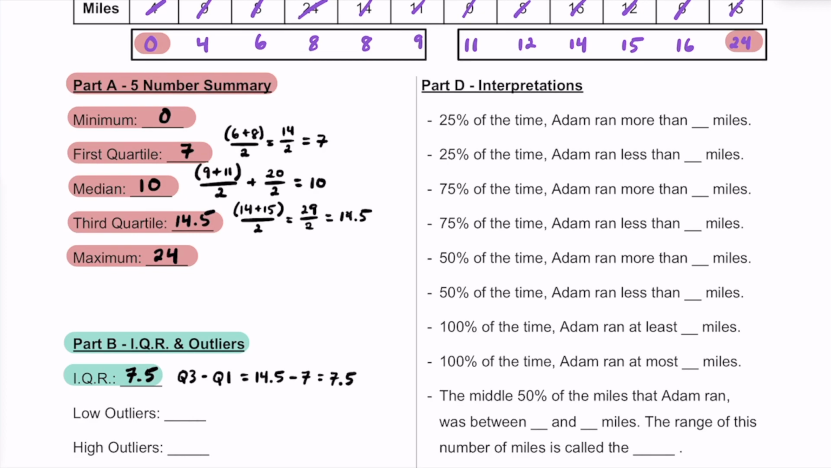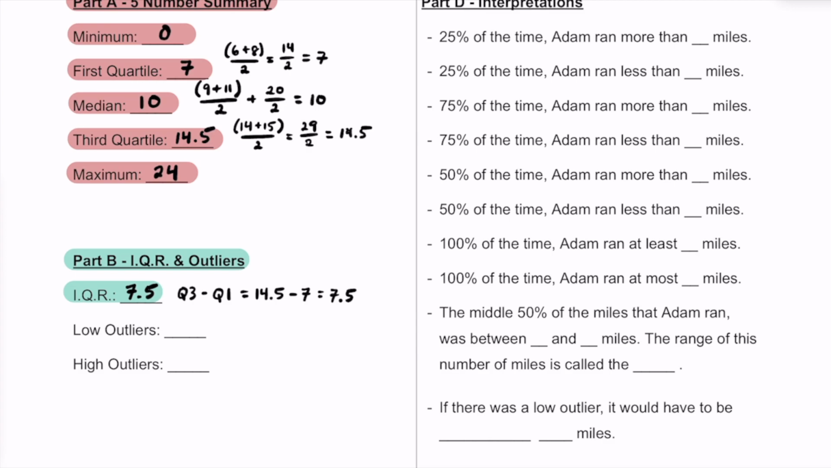Well, what about the outliers? How do we figure those out? Well, first what you're going to have to do is find the IQR, which we already did. Now the IQR was 7.5. So the magic number we need to look for here is going to be 1.5 multiplied by whatever the IQR is. So that's the first step we're going to do when we're looking for outliers.